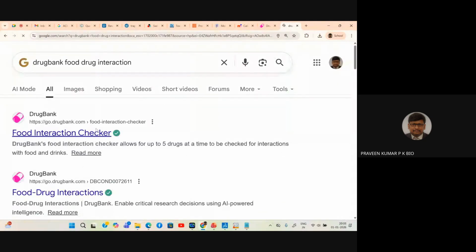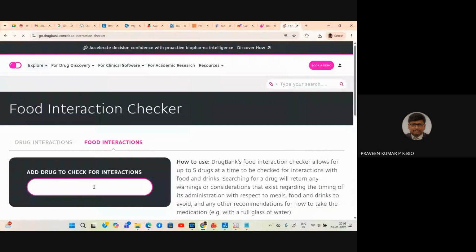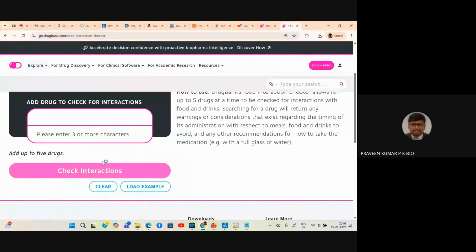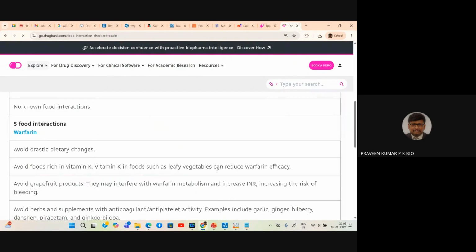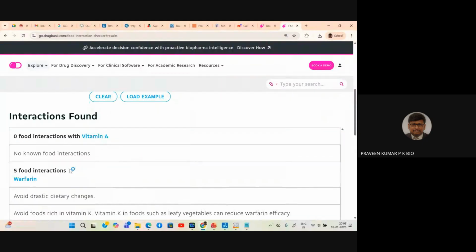Here in the food interaction checker you can give the food name like vitamin A. We can try with warfarin, with whatever foods rich in vitamin A and warfarin. So no food interactions. Like this, you can check.